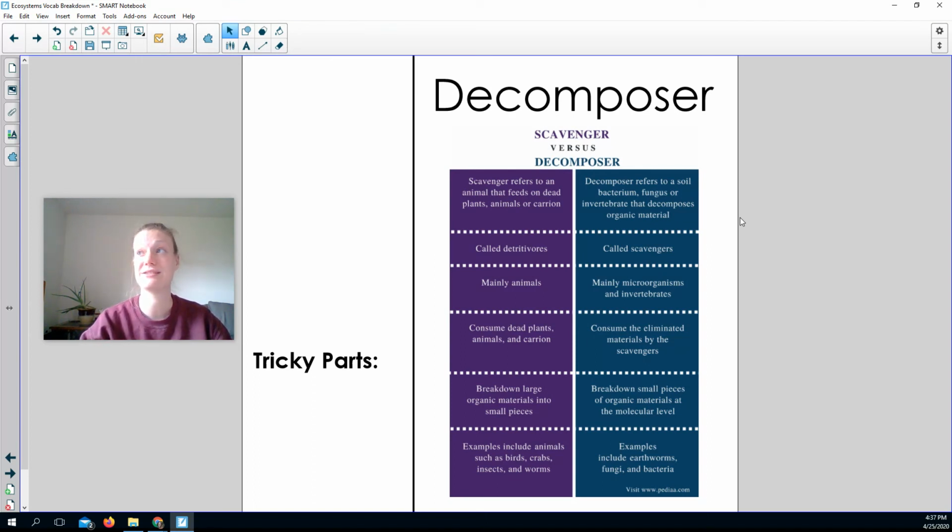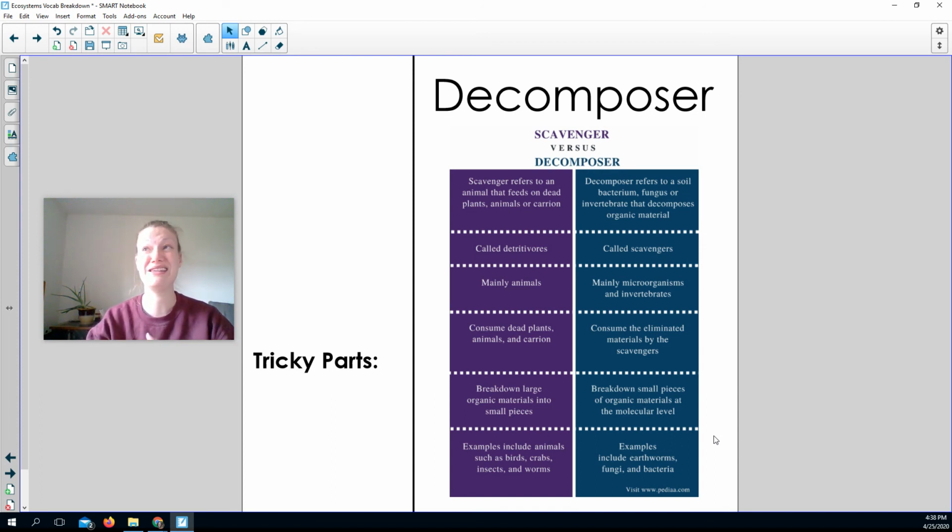On the other hand, decomposers are generally not animals, they're things that are smaller than that. So you may see earthworms, fungi, or bacteria. And the key difference is that decomposers break small pieces of organic material into molecules that go back into the soil. So they break things down even smaller than scavengers. Scavengers might make small pieces. Decomposers break it back down into the molecules that are needed to make the soil healthy.